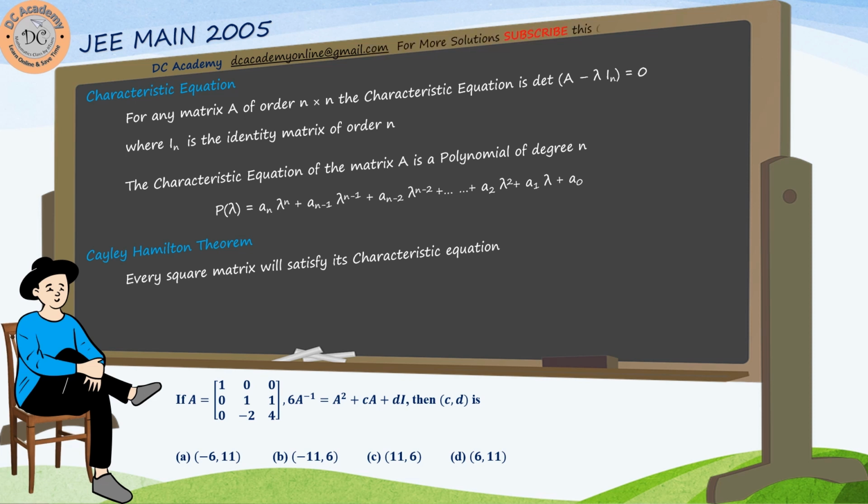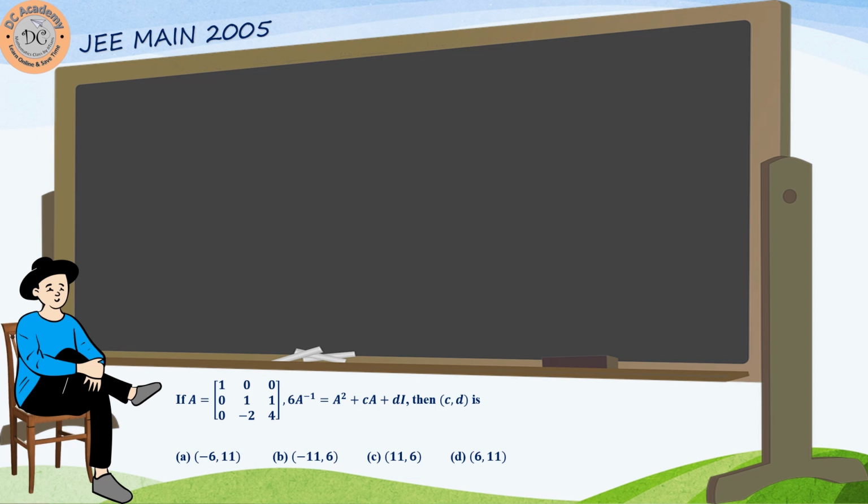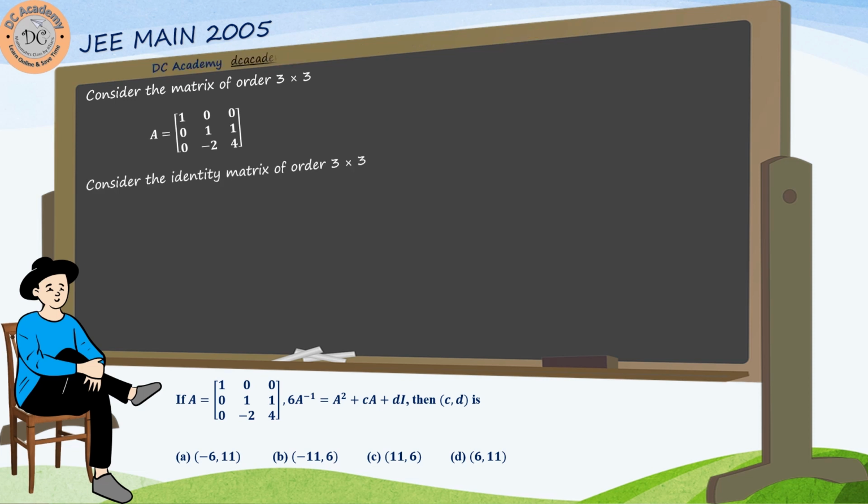So now let's proceed. We consider the matrix, a 3 cross 3 matrix here, and we need to find its characteristic equation. So we consider an identity matrix of order 3. Now we need to calculate A minus lambda I3. See that only the diagonal elements will change, so they become 1 minus lambda, 1 minus lambda and 4 minus lambda. What is the characteristic equation? It is the determinant of this matrix.